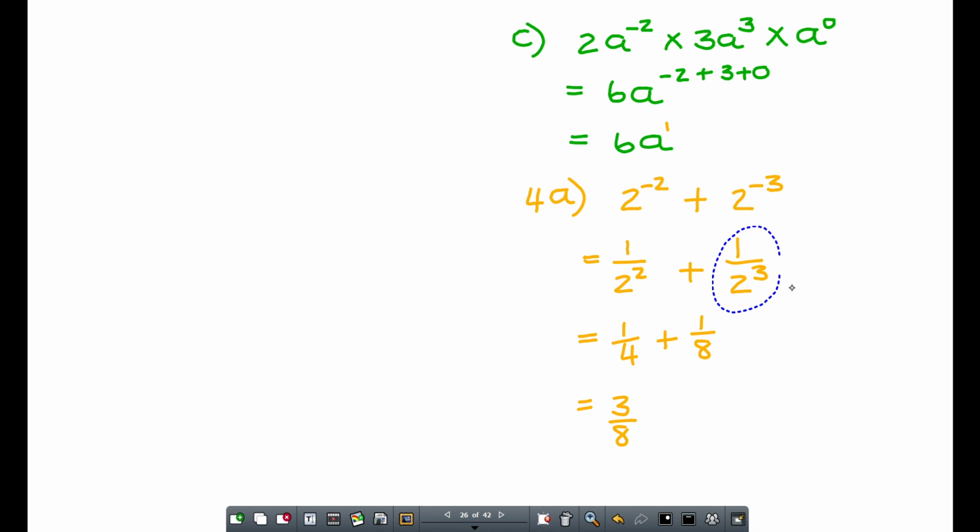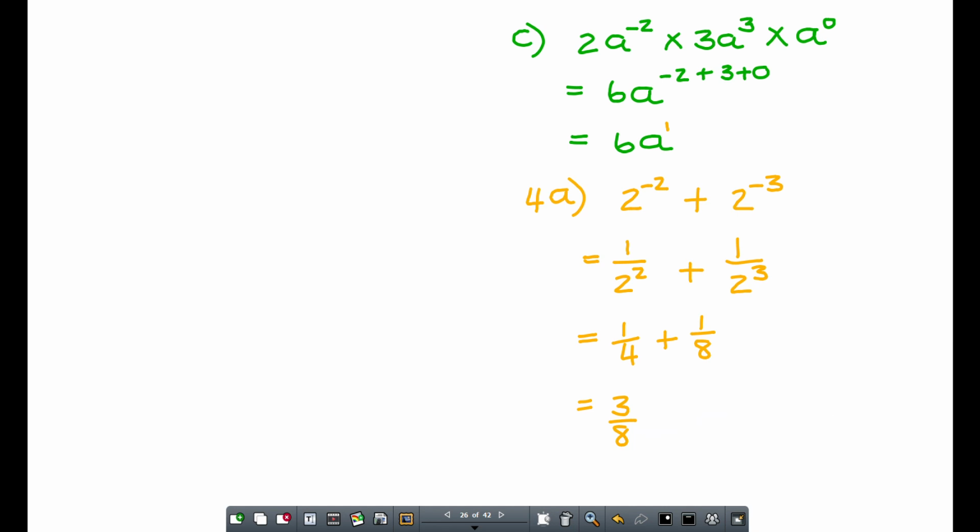And 1 over 2 to the power 3 will become an 8. And now I can go and add them. You'll see that I leave out the step where I first make denominators the same, because it's not saying without the use of a calculator. So I could put that into my calculator and just get the final answer. Okay, you guys good?